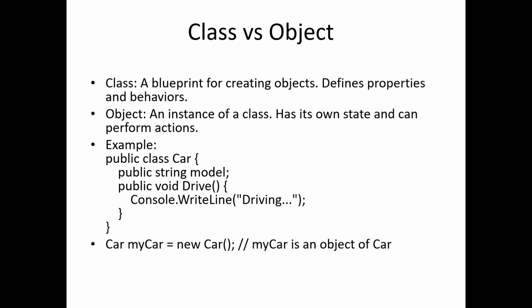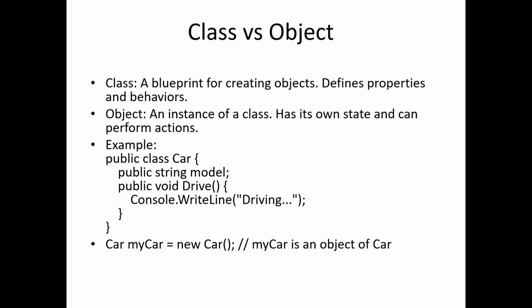And what is an object? An object is an instance of a class, has its own state and can perform actions. This is already explained. For example, public class Car. So Car is a class. Class will define properties and behaviors of its object.